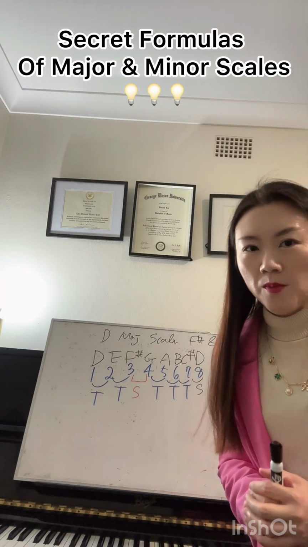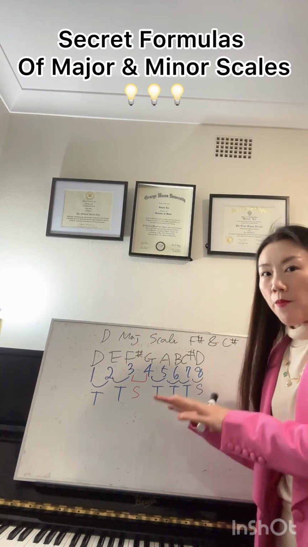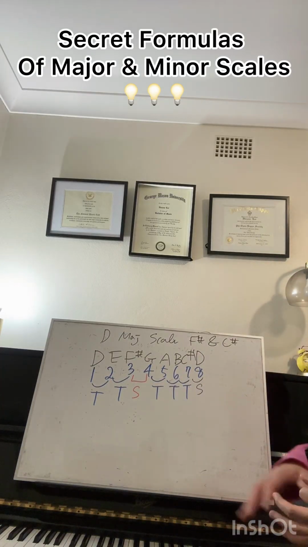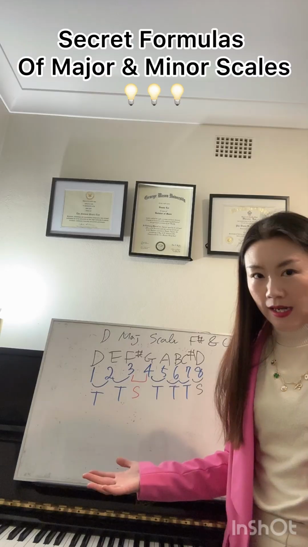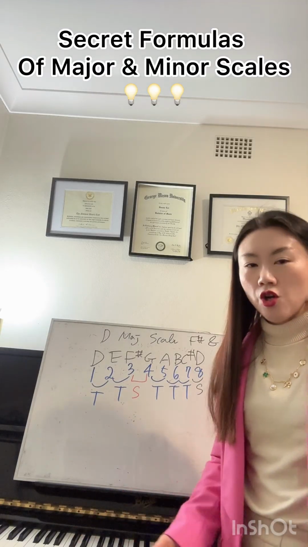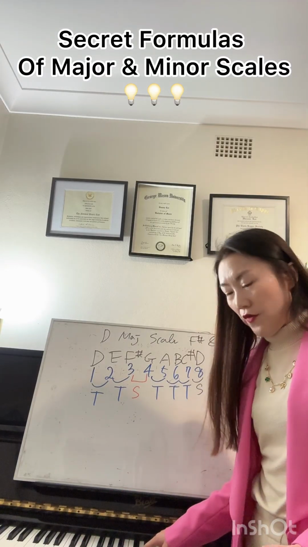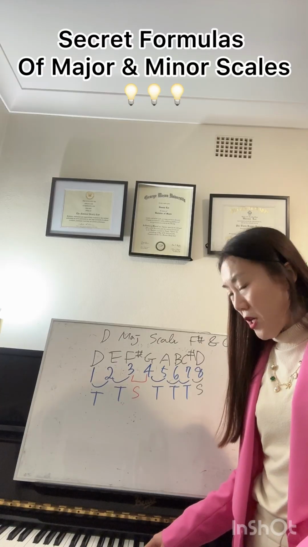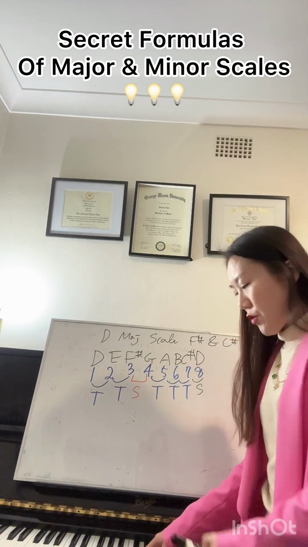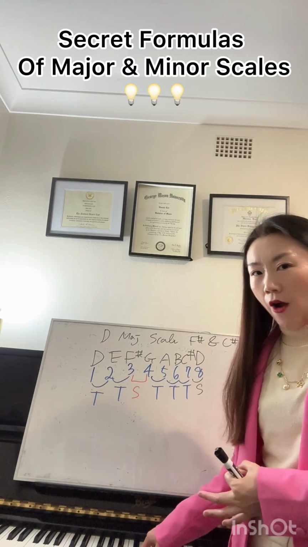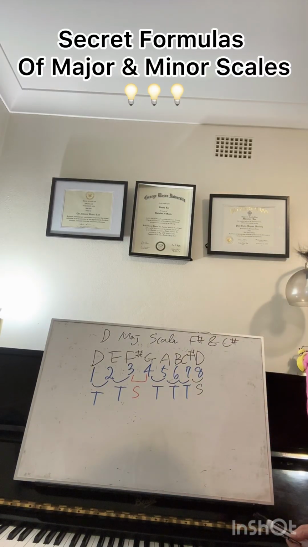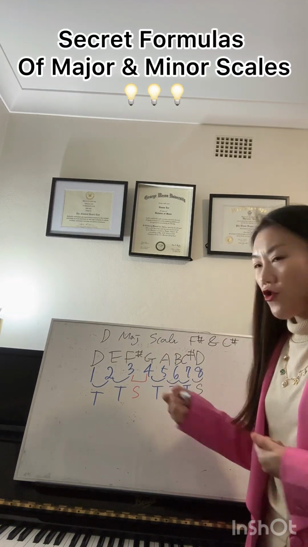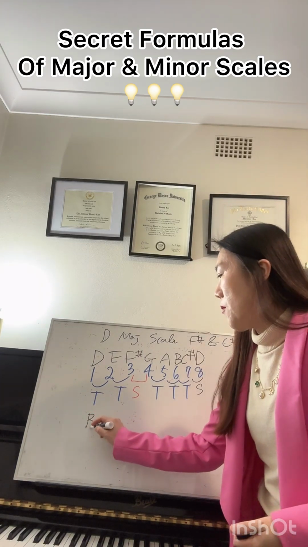Alright, so now we're going to talk about the secret formula of the minor scales. So let's try to ascertain the relative minor of D major. What is the relative minor of D major? You need to move down by 3 semitones. You start counting 1 below, not starting from D, but start counting from 1 below. Alright, so the relative minor of D major is B minor.